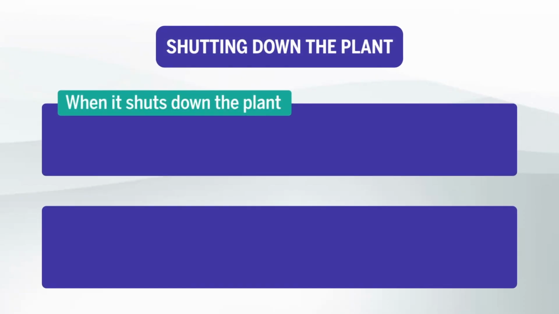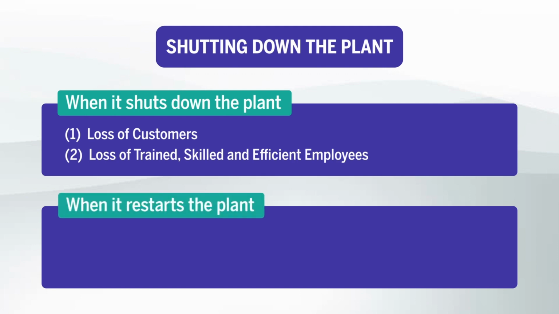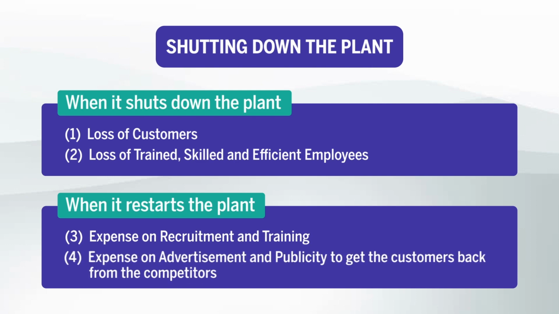When the firm shuts down the plant, there will be a loss of customers because customers will move to our competitors. There will be loss of trained, skilled and efficient employees also, because we have to relieve them as we are shutting down the plant. But when we restart the plant, there will again be expenses on recruitment, selection and training. There will also be expenses on advertisement and publicity to get the customers back from the competitors. This was the one option, shutting down the plant.